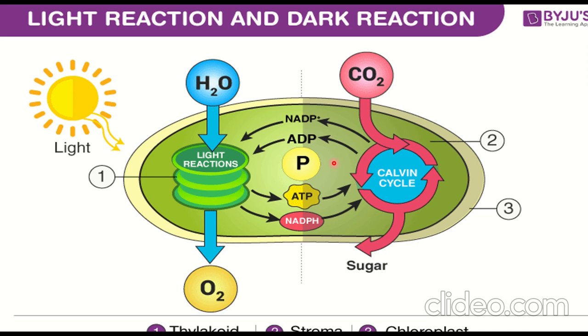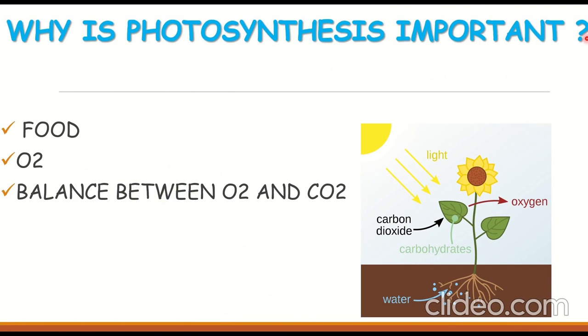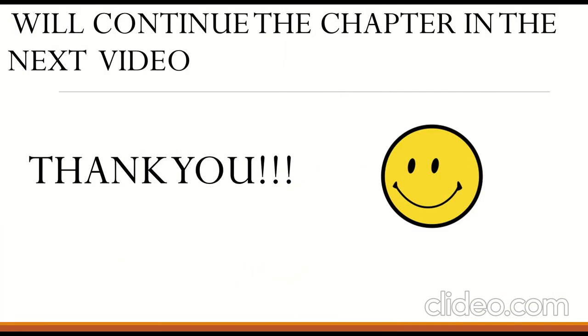to make this carbohydrate. Now, why is photosynthesis important? Photosynthesis is important because it produces food for us. It produces oxygen for us. Actually, oxygen is the waste product, but it's produced, and it maintains a balance between oxygen and carbon dioxide. So, I guess it was a good explanation to you guys about light reaction and dark reaction. This was just a basic about it. So this is photosynthesis part 2.